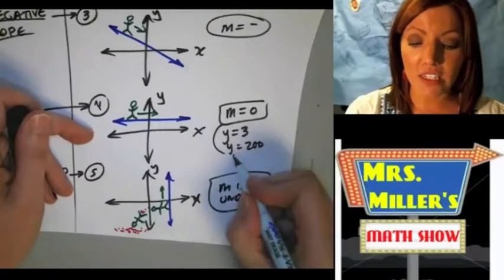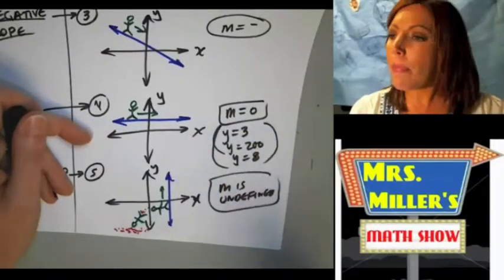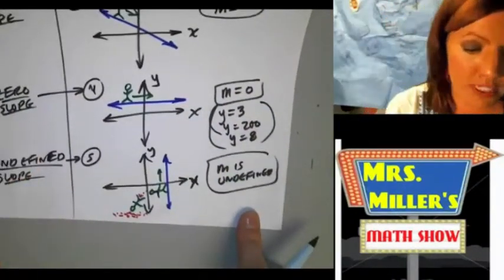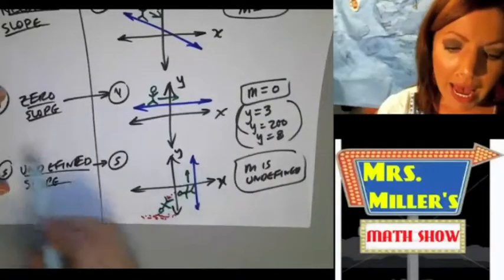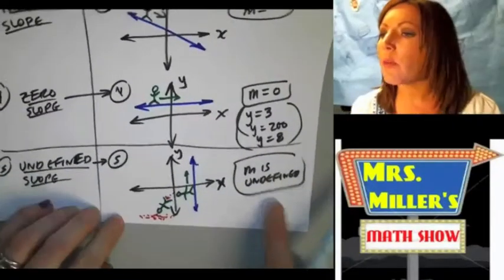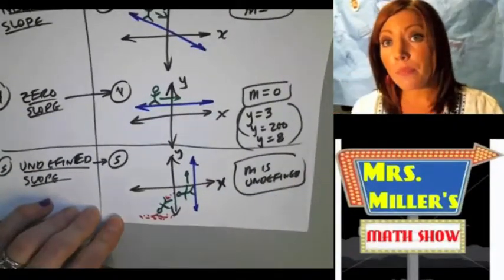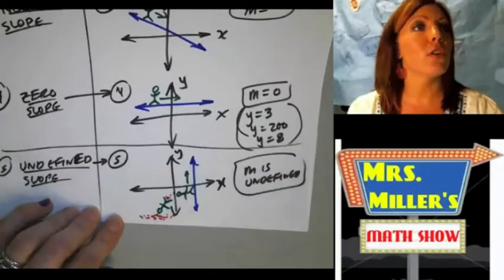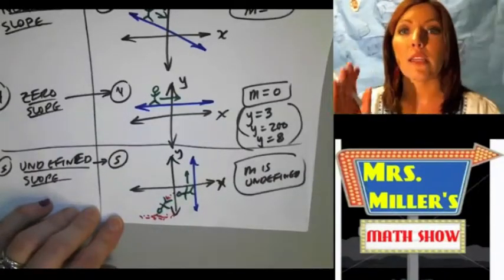Y equals 8. Good. Okay, how about, so that would be for a slope of 0. Let's move this over. How about an undefined slope? Can we think of an equation that might work for that? If you're going over a certain number of units on the x-axis and cutting through it.